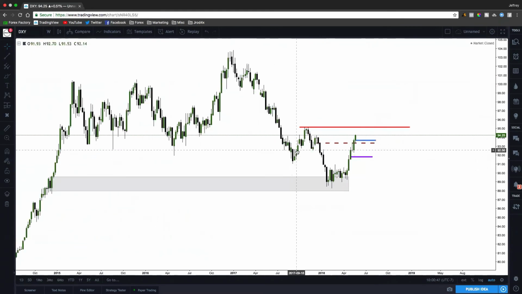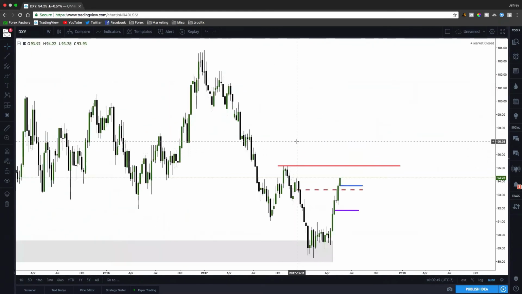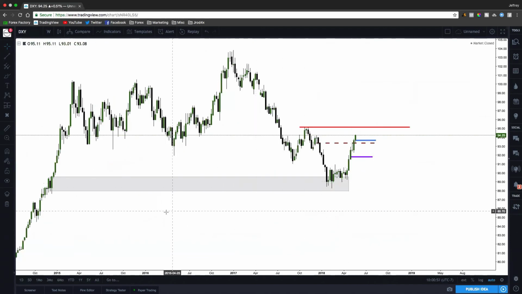Okay, so in terms of next upside objectives that I'm going to be looking for on the dollar index, I'm not bearish this market yet. I'm still going to be bullish. And the reason is, if you look on this weekly chart, we're coming off this ICT daily order block right here, and that's what this gray box is that's marked out. And you can see that we consolidated around here for a while, and then we started to push up.